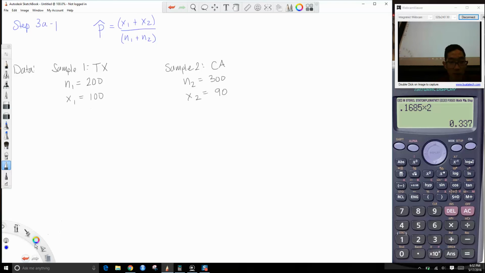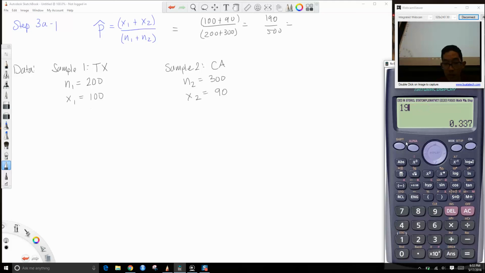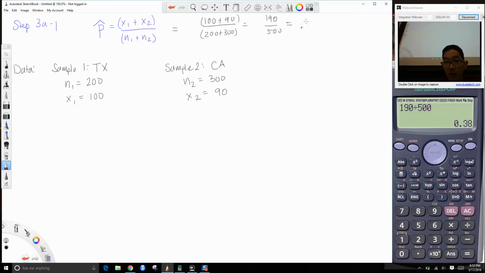So what is p hat? This is going to be, on the numerator we have 100 plus 90 divided by 200 plus 300. So our overall p hat is 190 over 500, and that's, I don't know what that is. Thank you very much. Okay. So our overall p hat is 0.38.